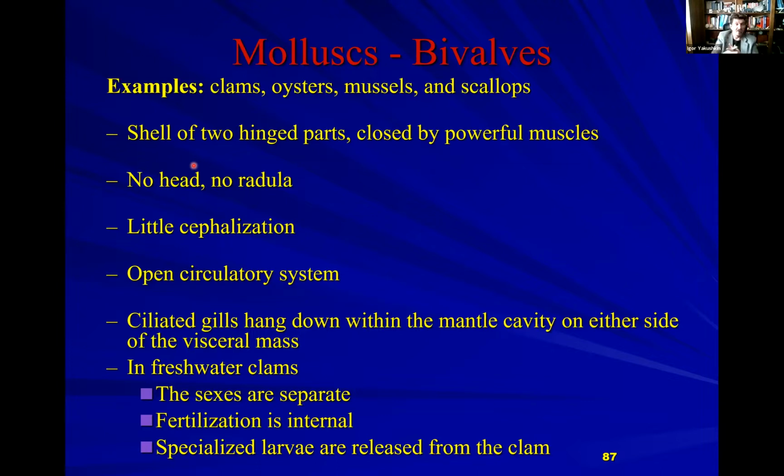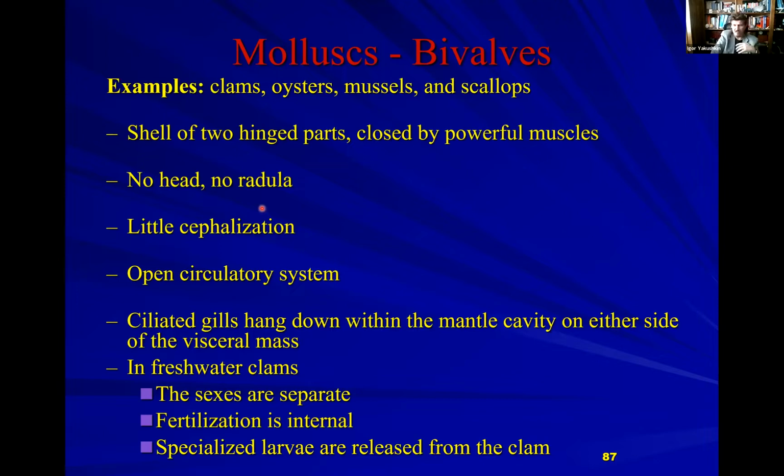No sensors, no brain. Therefore, they have no head, little cephalization, no radula. They're just sucking in the plankton, and I'll give you quite an interesting example regarding that. So brainless, no radula, but a very, very successful group.